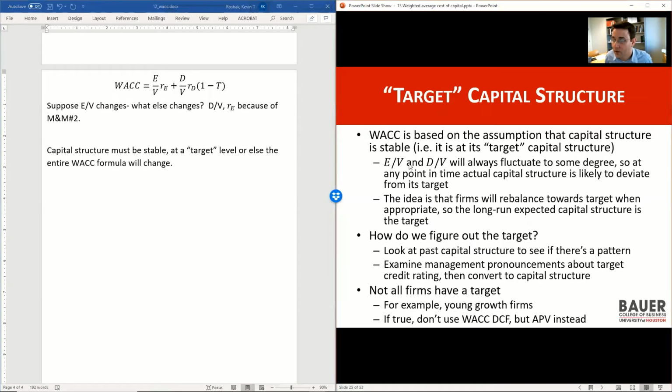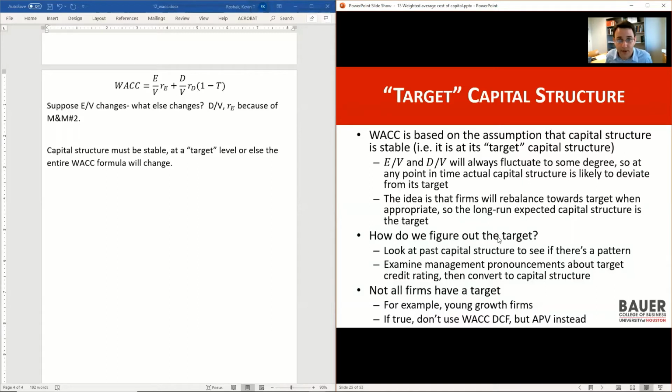In reality, we know that the capital structure fluctuates a little bit. The idea is that there's this constant rebalancing toward the target. So if the equity goes up a little bit today relative to the debt, well, then in the future, maybe we'll take on more debt to bring these two things in line, right? We need to be approaching this target.